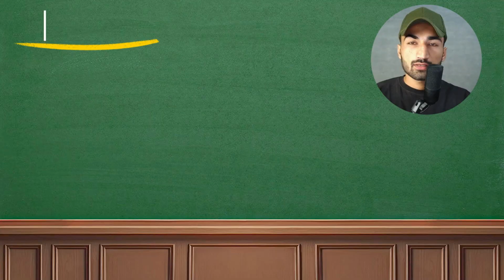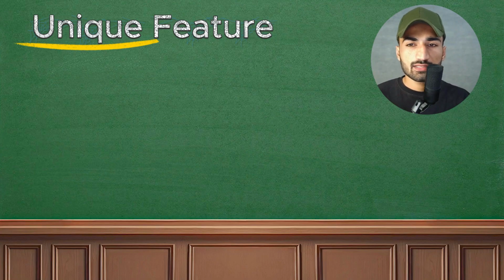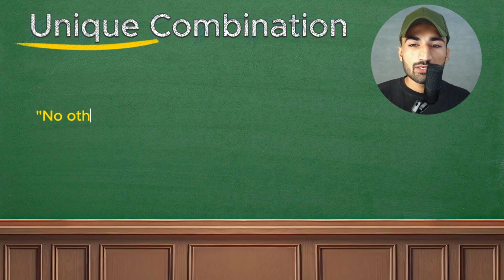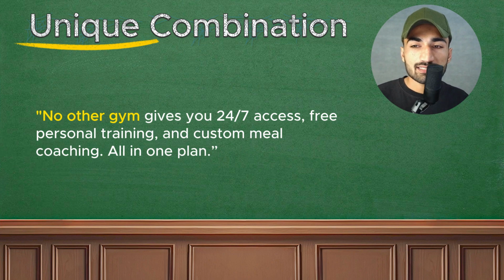And here are my examples. For a unique feature example, we have a smartphone: the only smartphone with lifetime battery replacement included. Never pay for power again. But if you don't have that one unique feature, but you have a combination of features that nobody else has, you can say no other gym gives you 24/7 access, free personal training, and custom meal coaching all in one plan. In this way, you can tell them that your service or product has something so limited that you wouldn't find it elsewhere. So the importance of your product or service will be so high that they will eventually buy it.